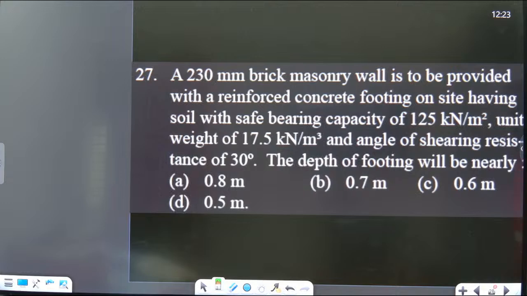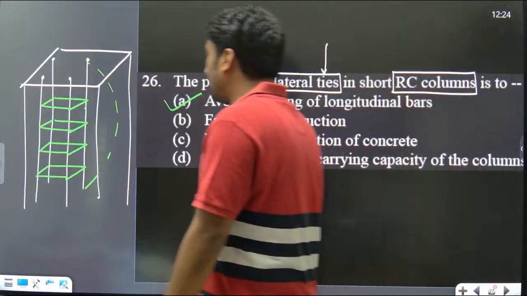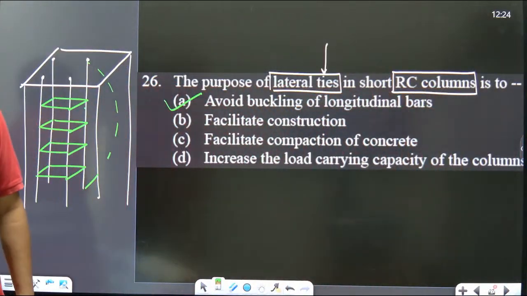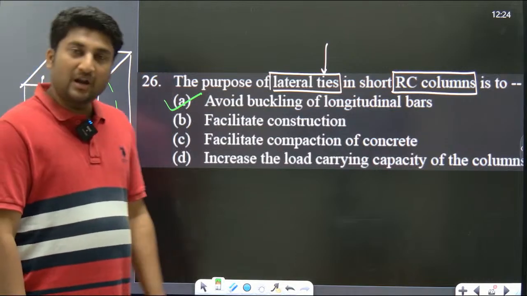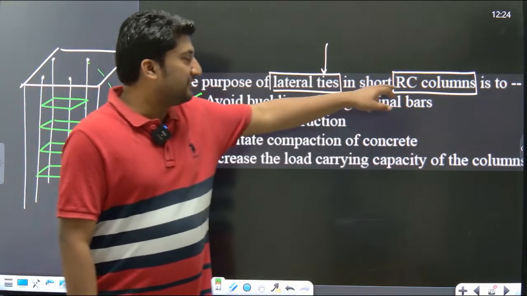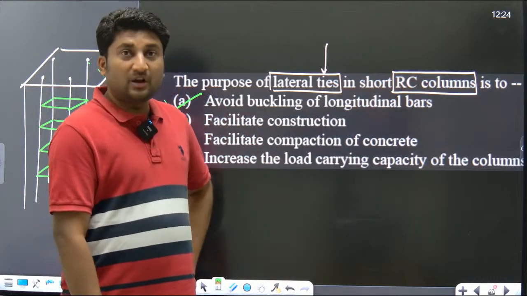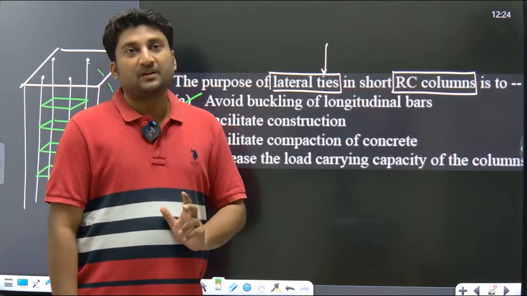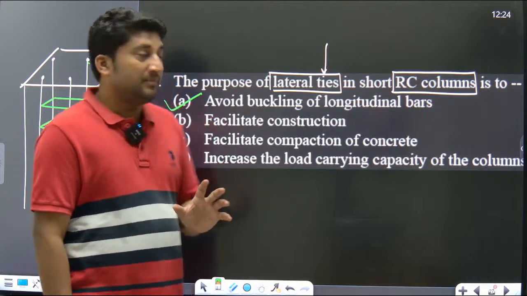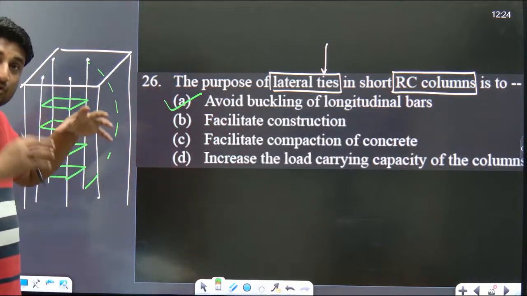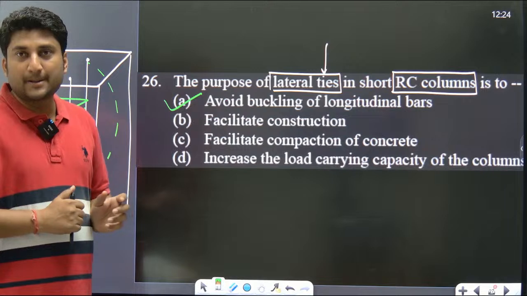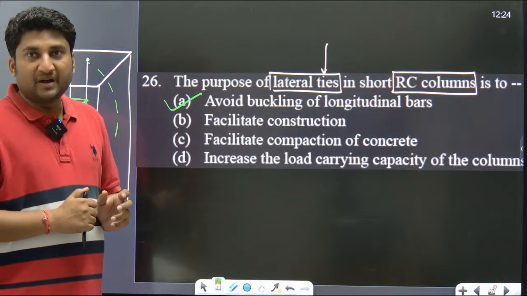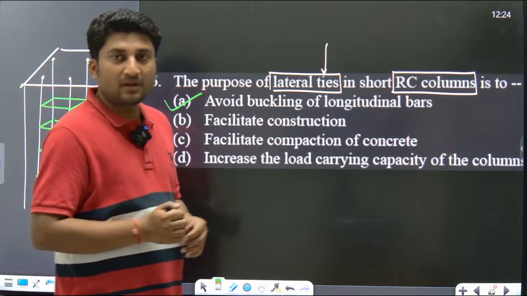Now you can see whether it is a short column or long column. Now your doubt is very good, but sir, it is given a short column. Even though it is a short column, the purpose of lateral ties is to hold the main bars in position. Understood everyone?